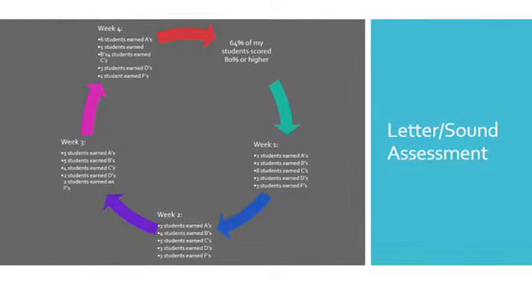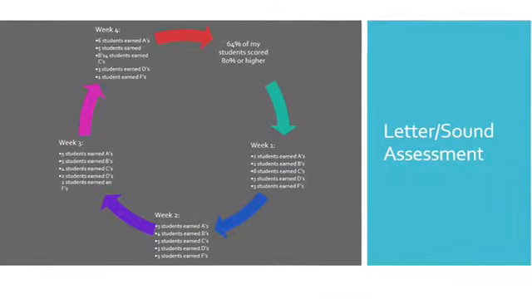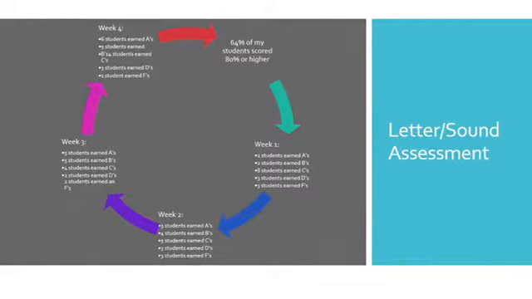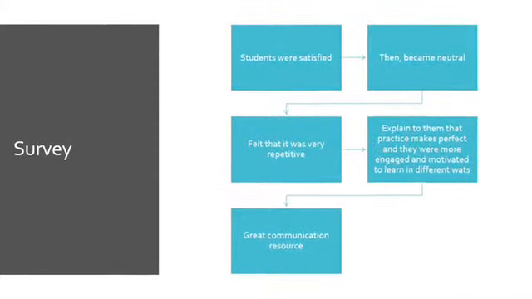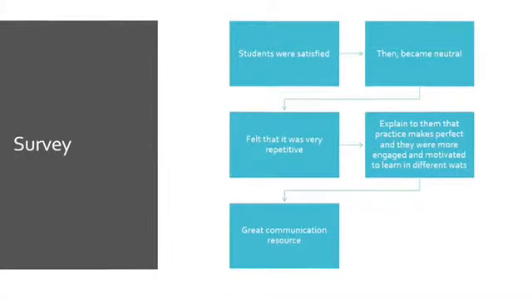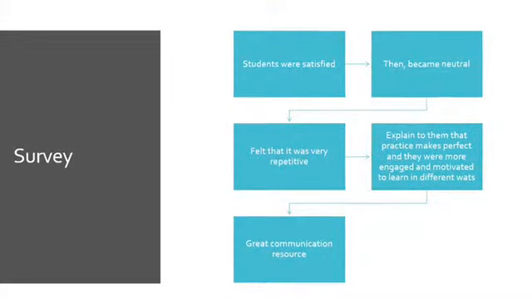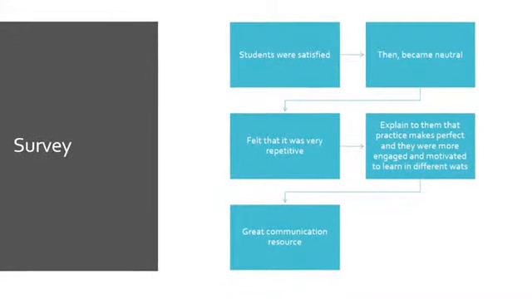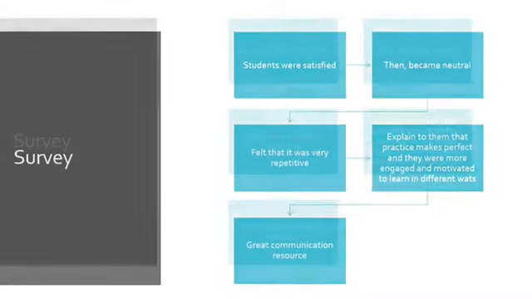During week 4, 6 students earned A's, 5 students earned B's, 4 students earned C's, 3 students earned D's, and 1 student earned an F. The post-survey displayed evidence of each student's feeling towards the implementation of differentiated instruction targeting letter sound recognition while adding hands-on activities, games, and manipulatives into each center. At first, my students were satisfied, but then they began to feel neutral about the concept.